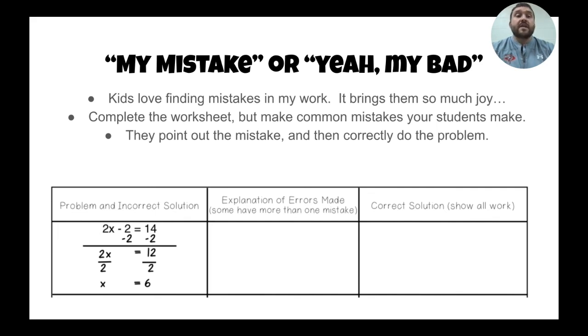I've also done it where let's say that the sheet that I used had 12 problems. I'll tell them 2 of them are completed perfectly, or 1 of them is completed perfectly, so that they think there's not an error. They can try to find the one problem that is perfectly right, and then they complete the other ones. So that's called my mistake and yeah, my bad.